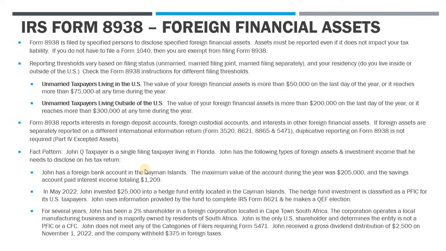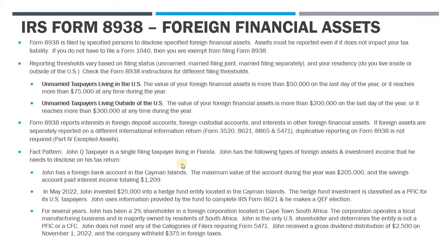So let's look at the fact pattern, and then we'll get into the 8938. John Q. Taxpayer is a single, unmarried filing taxpayer, and he lives full-time in Florida, right? So he's a U.S. resident, and he's going to be using those filing thresholds. John has the following types of foreign assets and investment income connected to those assets that he's got to disclose on his tax return.